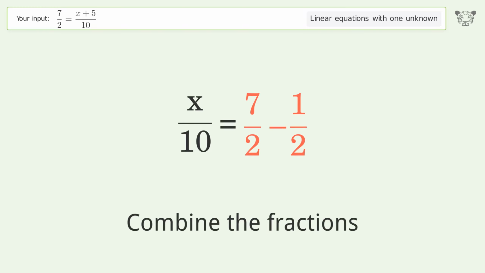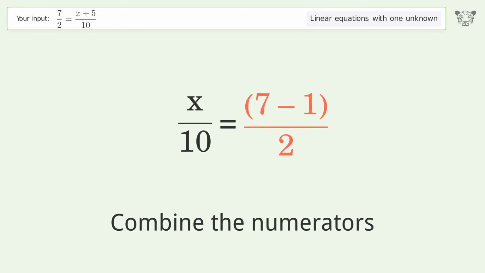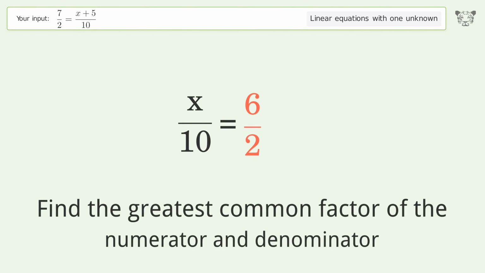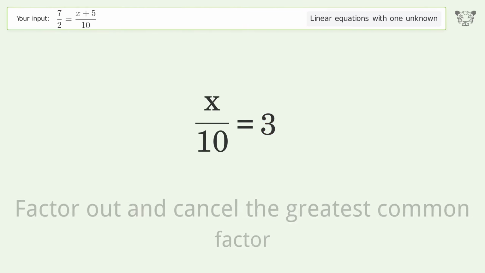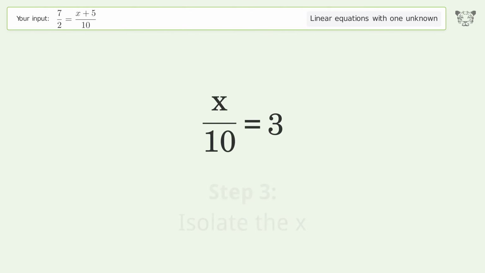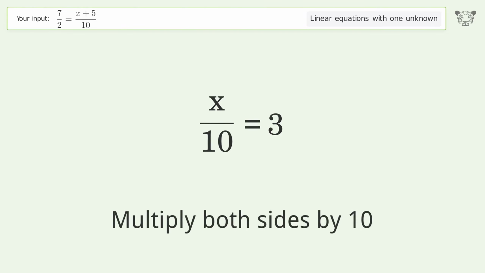Combine the fractions. Combine the numerators. Find the greatest common factor of the numerator and denominator. Factor out and cancel the greatest common factor. Isolate the x. Multiply both sides by 10.